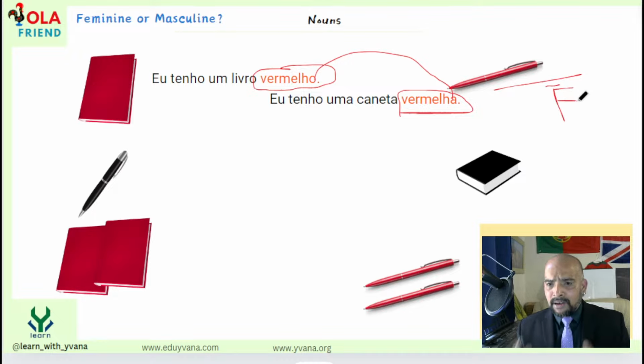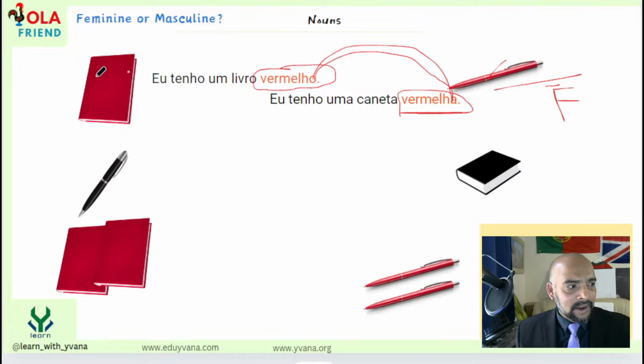So it is very important to practice the nouns. It looks very simple, but it is very important that it should come automatically, right? You should not think, hey, caneta is a feminine noun, I should use vermelha. Instead it should be practiced and come automatically, so that you can easily say eu tenho uma caneta vermelha. So when it is feminine, we say a, and when it is masculine, we say o, right?